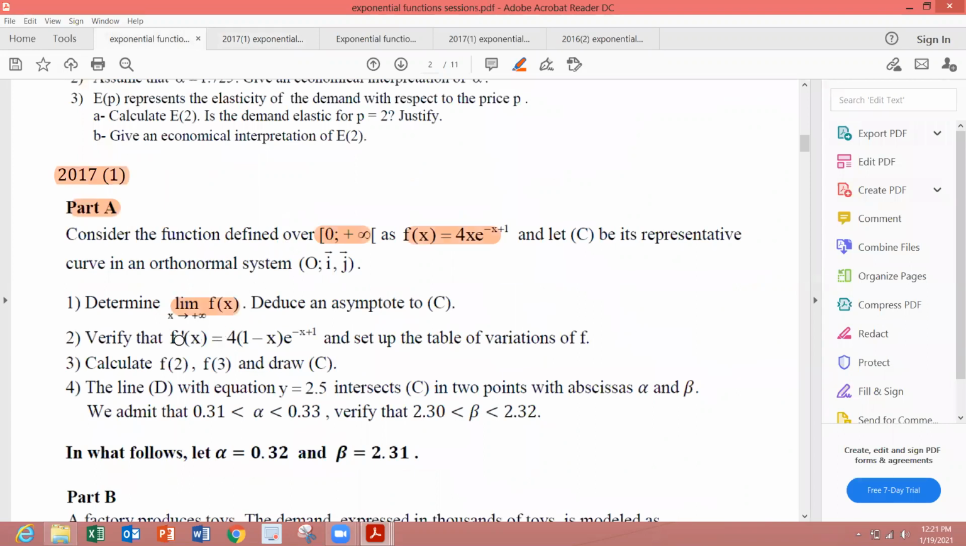Verify that f prime of x equals 4 into 1 minus x, times e to the power minus x plus 1. How to calculate the derivative of this expression? What is the formula? u times v. Okay, what is u? 4x. What is u prime? 4. V is what? e to the power minus x plus 1. V prime: minus e to the power minus x plus 1. Okay, good.